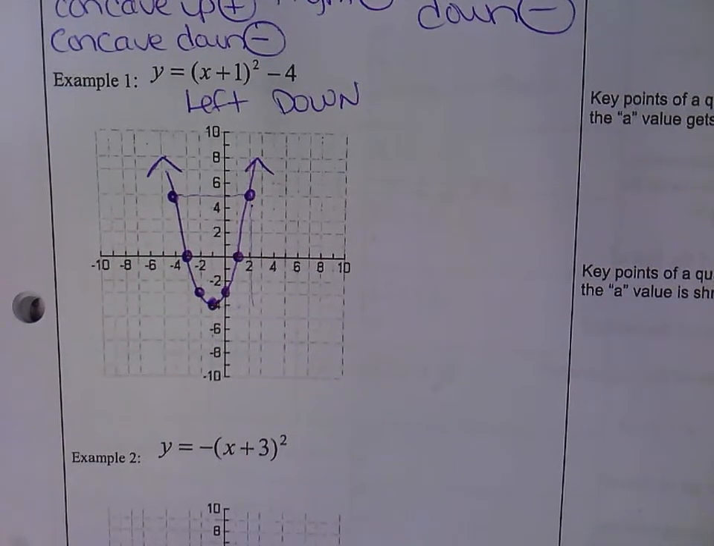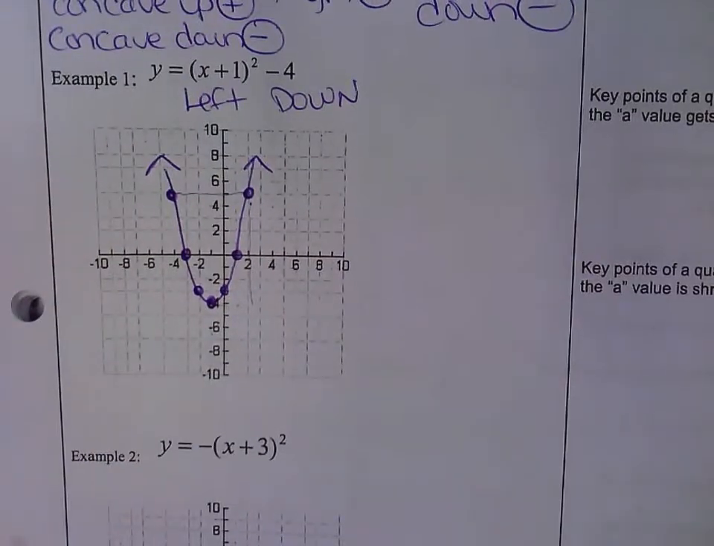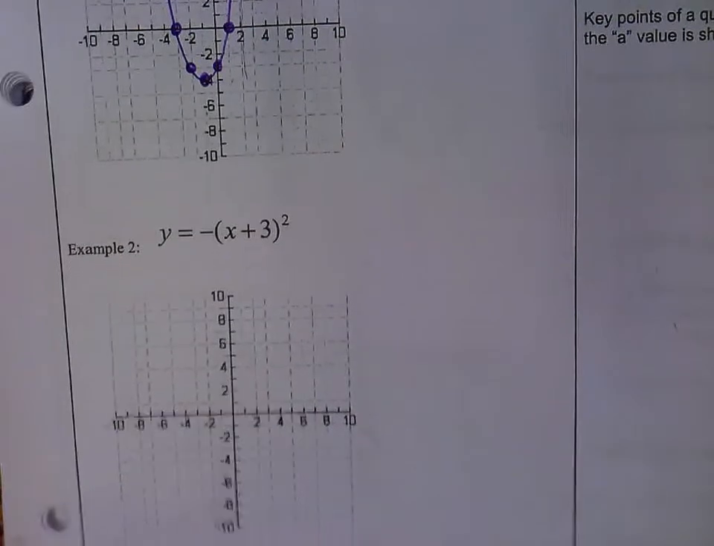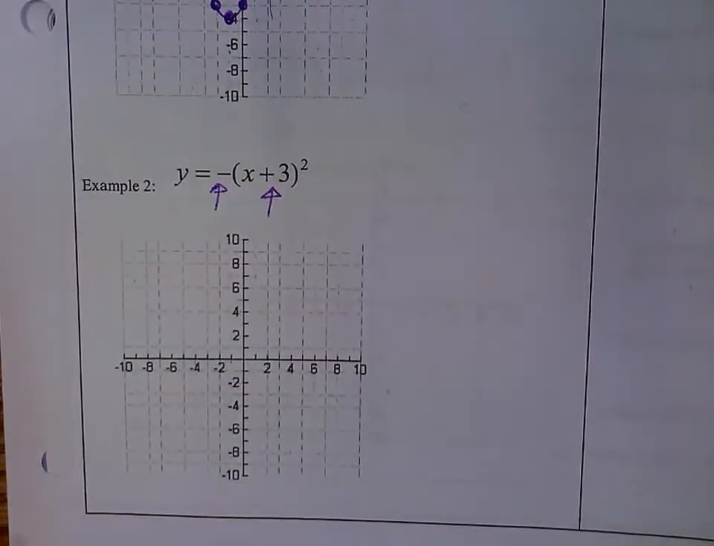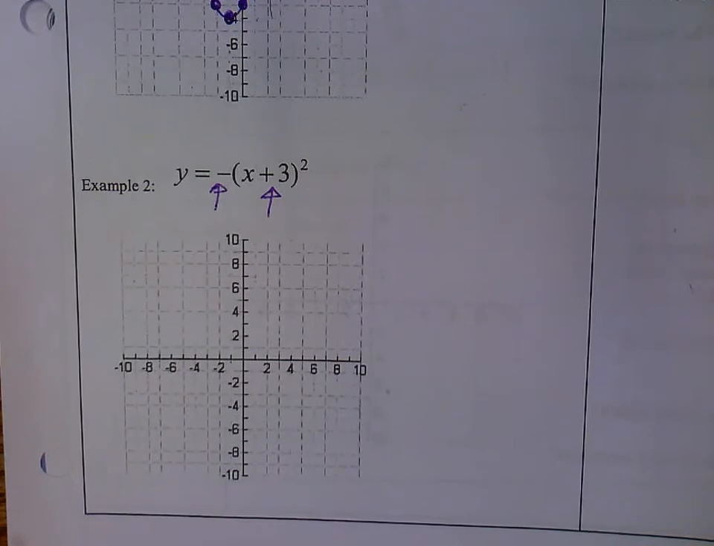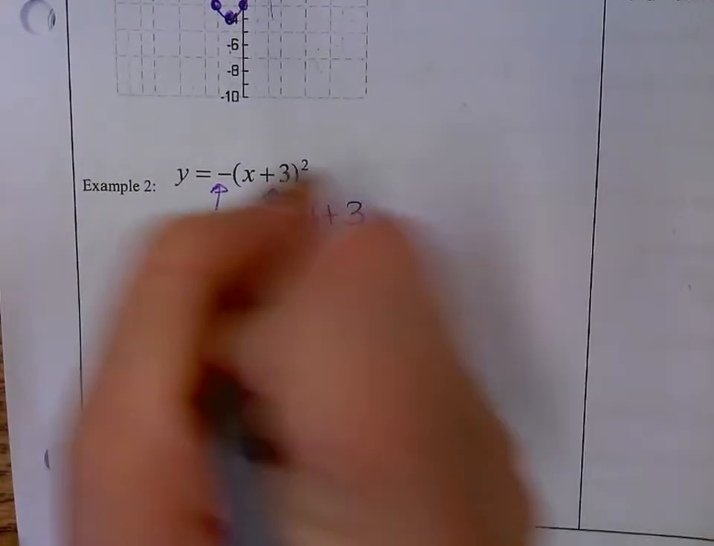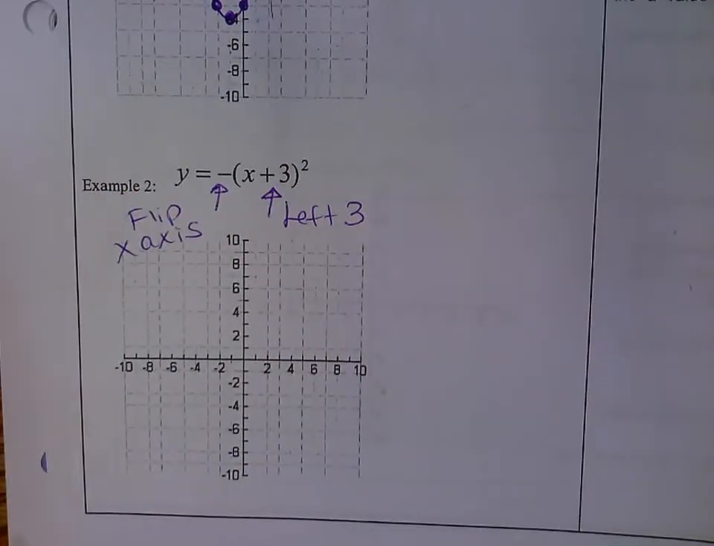So let's do example 2. I think the next page is standard form, right? We're not going to do standard form today. All right, so here's example 2. What two transformations have happened to this function? Yep. Left 3, and it's being flipped over the x-axis. So concave down, flipped upside down.